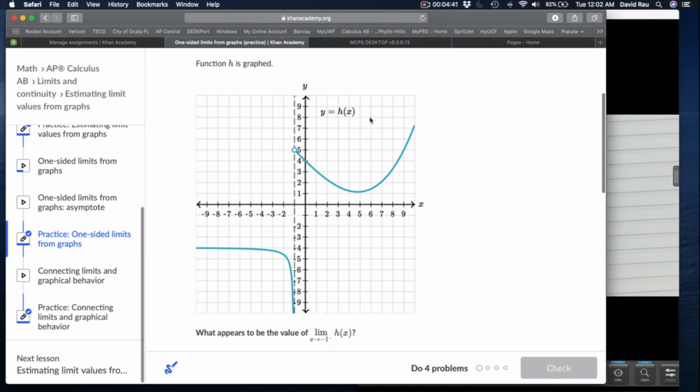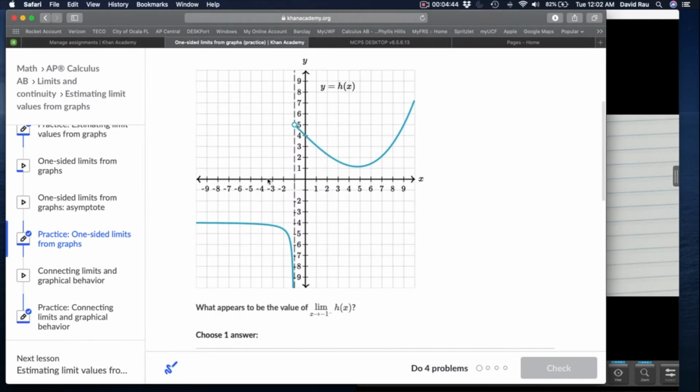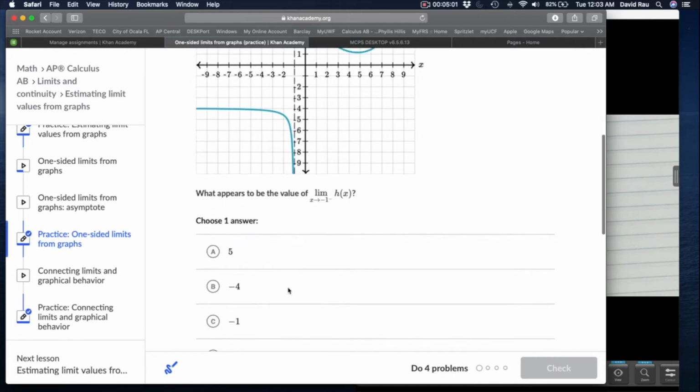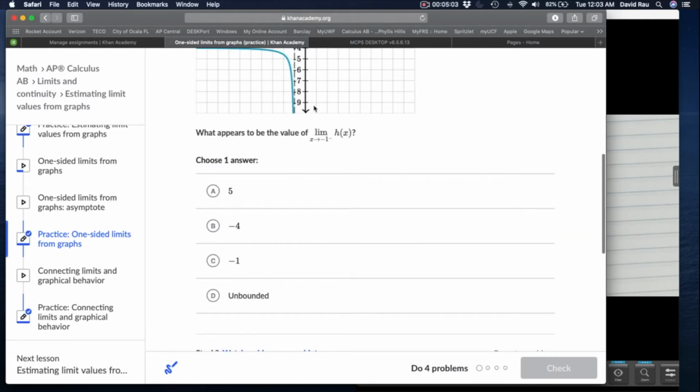All right. This one kind of looks similar to the first example we saw. What's the limit as we approach negative 1 from the left? Again, here's the line where x equals negative 1 is. If we're looking to the left of it, we're looking at this segment. And what is the graph doing as we approach negative 1 from the left? It's moving down forever, which again could be called negative infinity or does not exist or unbounded.